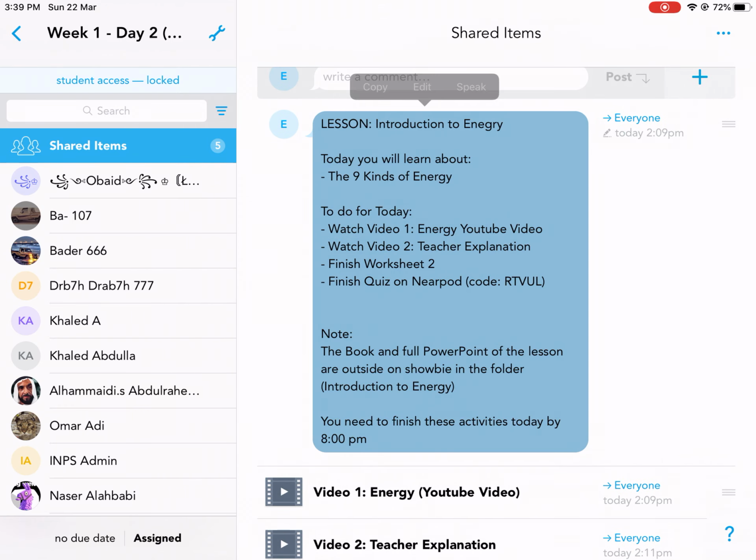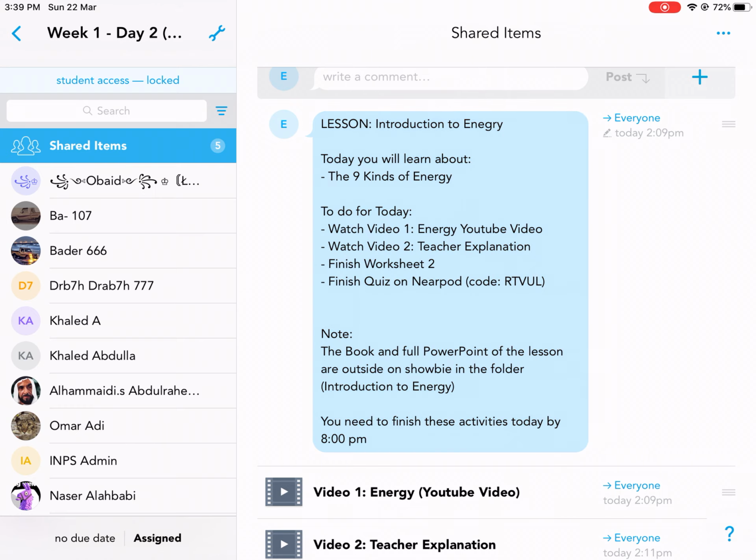This is your to-do list today, the one I just pressed on. It's still in the lesson Introduction to Energy. Yesterday you took potential and kinetic energy. Today you're going to learn about these 9 kinds of energies that you saw at the end of the video. We're going to learn about each one of them.